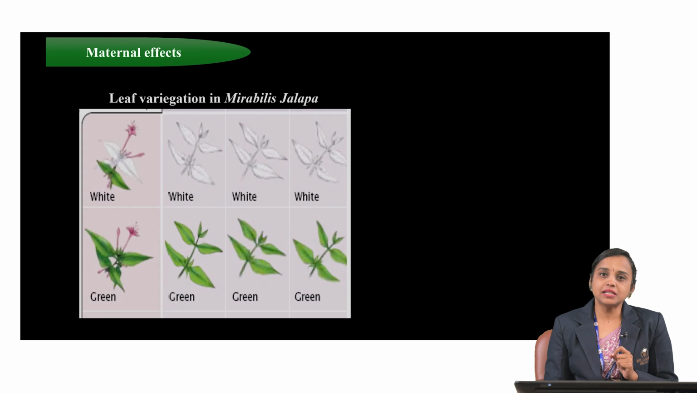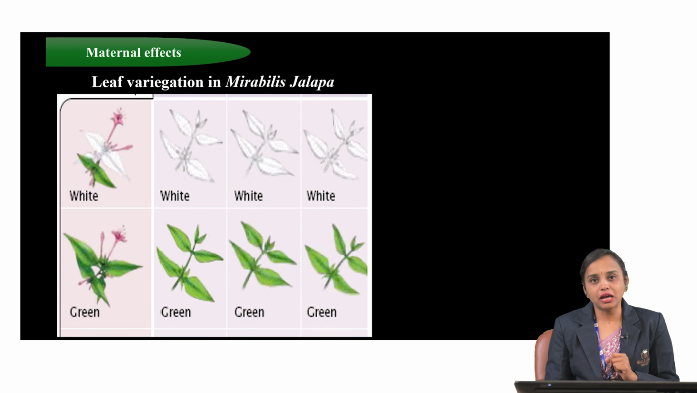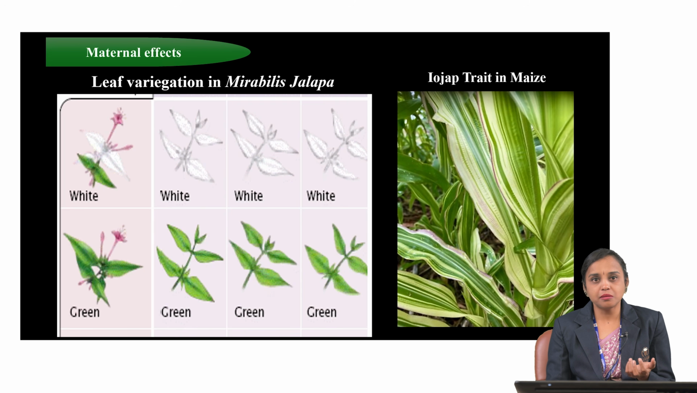The other example is the leaf color of the four-o'clock plant. Here it depends on the type of egg cell, not on the pollen. If the egg cell comes from a green branch, all the offspring will be green. If it comes from a white branch, all the offspring will be white. Similar examples are the iojap trait in maize and male sterility in different crops.